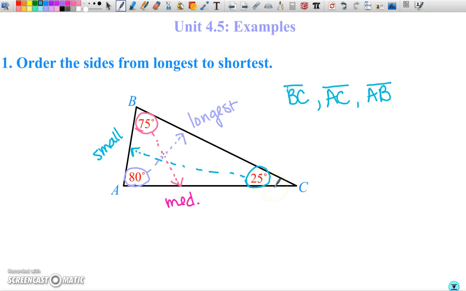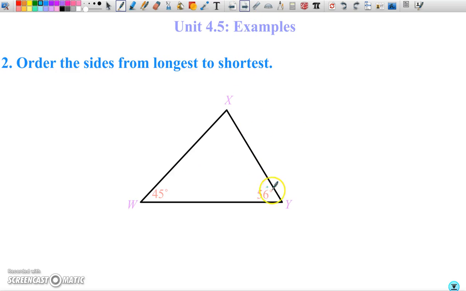And one thing that you'll notice too is if I were to order the angles from largest to smallest, I do angle A, and then angle B, and then angle C. If you notice these three letters, A is across from BC, B is across from AC, C is across from AB. So you'll notice that the angle is not used within the letters that you use to name the side. And that can help you keep things organized, at least when you just have one triangle to work with. So number 2, order the sides from longest to shortest again, but we only have 2 out of 3 angles.